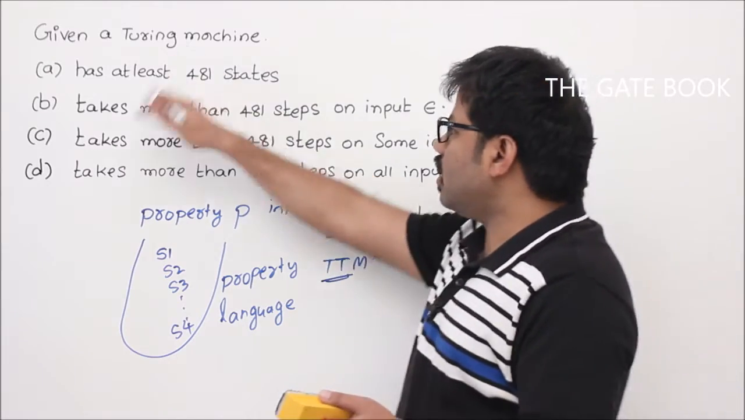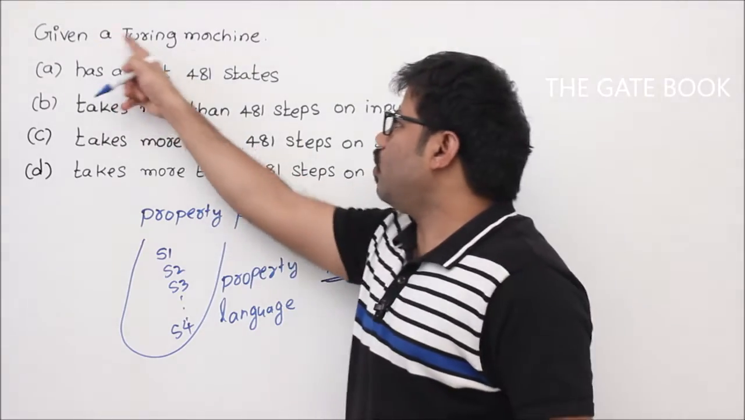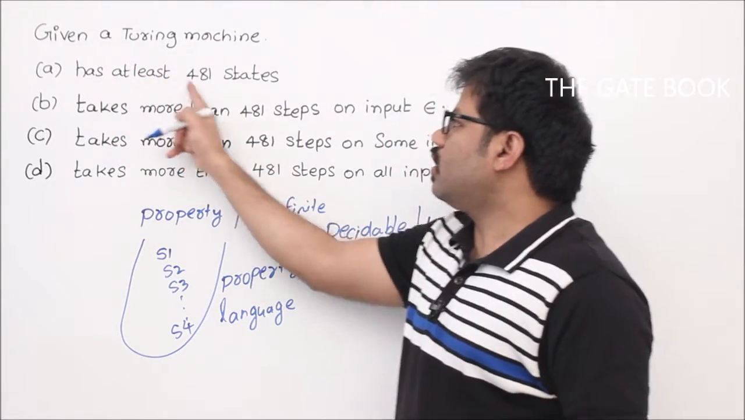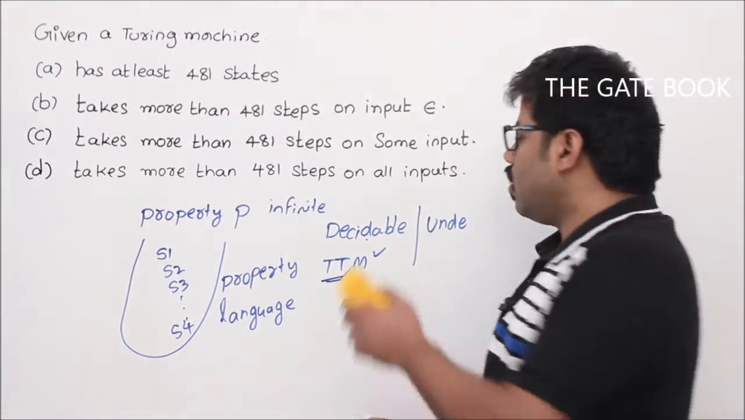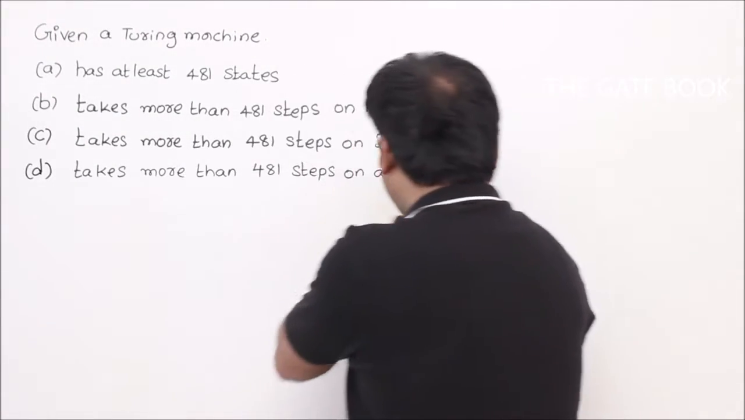But here I am not seeing any language. What is the corresponding language here? Given a Turing machine has at least 481 states, is it a problem? Yes, it's a problem. Is there any property? Yes.